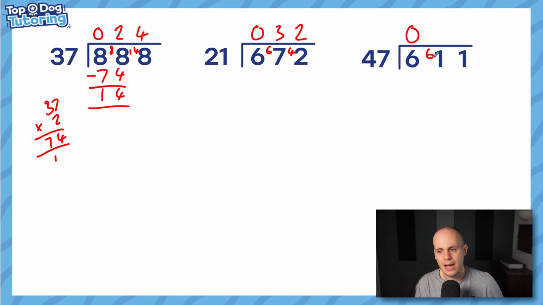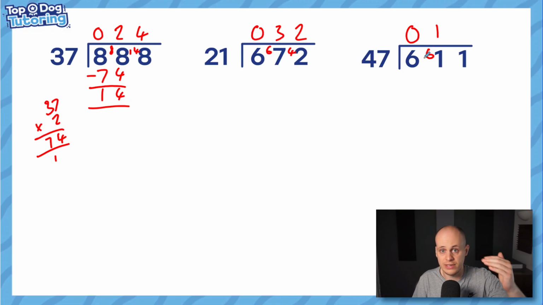Okay, 61. How many 47s in 61? Well, obviously just one, right? Because 2 40s is 80, and it's already too high. So you can only get one lot of 47 in 61. You just got to work out your remainder, which you can do quite easily.